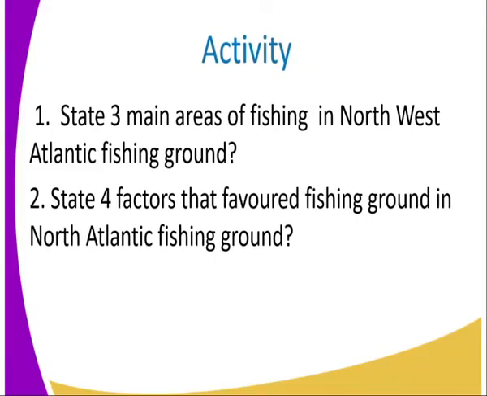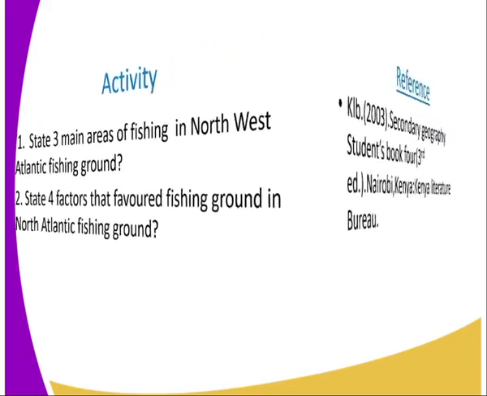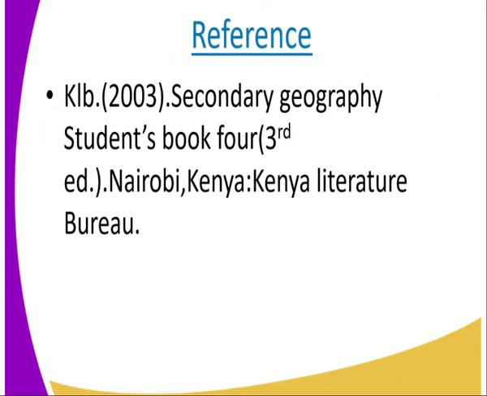Activity for today. Number one, state three main areas of fishing in the Northwest Atlantic fishing ground. And number two, state four factors that have favored the fishing ground in the Northwest Atlantic. You can get more information from the KLB 2003 Secondary Geography Student Book for that edition.